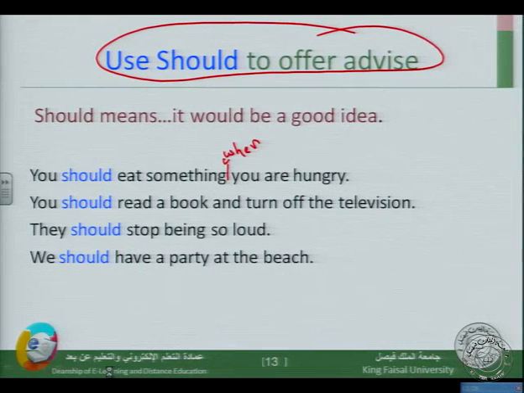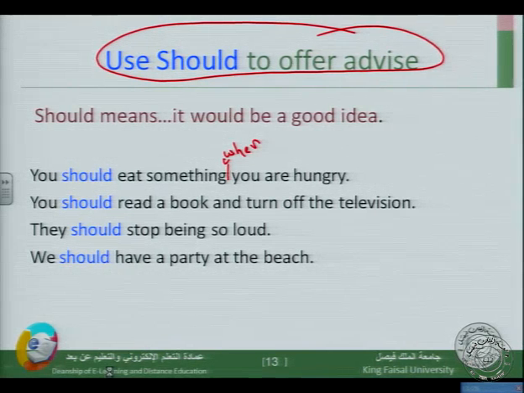You should read a book and turn off the television. You should stop being so loud. You should have a party at the beach. In all these examples, you are giving a good idea. It would be good for you when you do something.